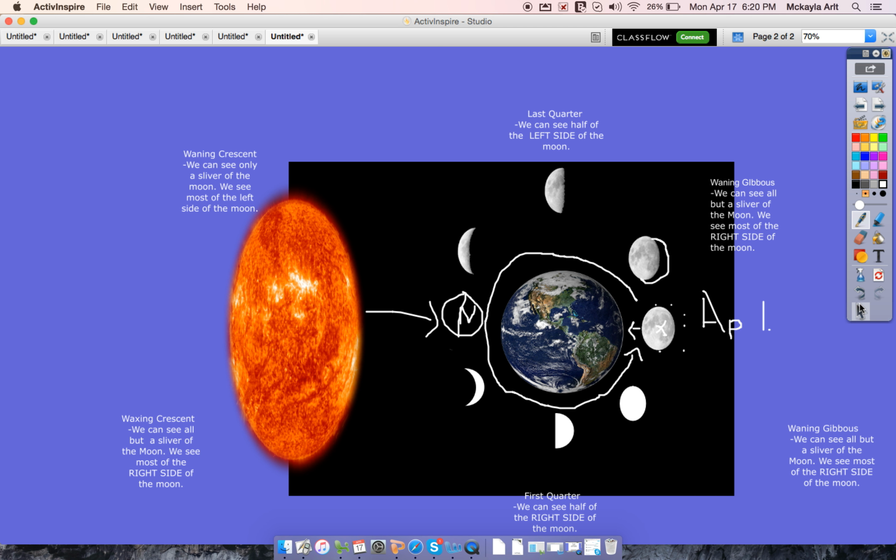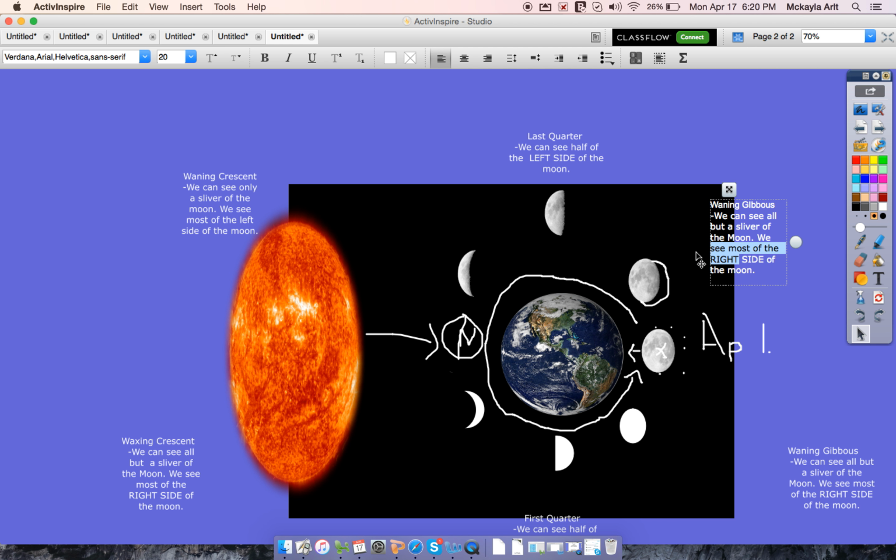Okay, so the left side of the moon, so I'm going to click on this and I'm going to change that to left side of the moon, so it's a waning gibbous. We see all but a sliver, and this is a little sliver we don't see because it's dark on that side. So we see about 3/4 of the moon. So make sure you are drawing this.